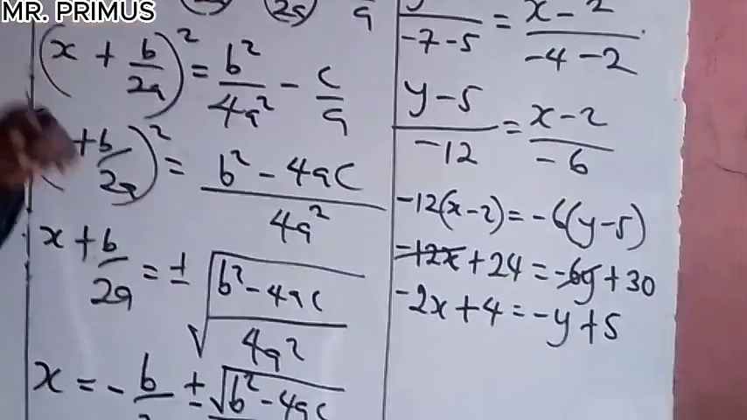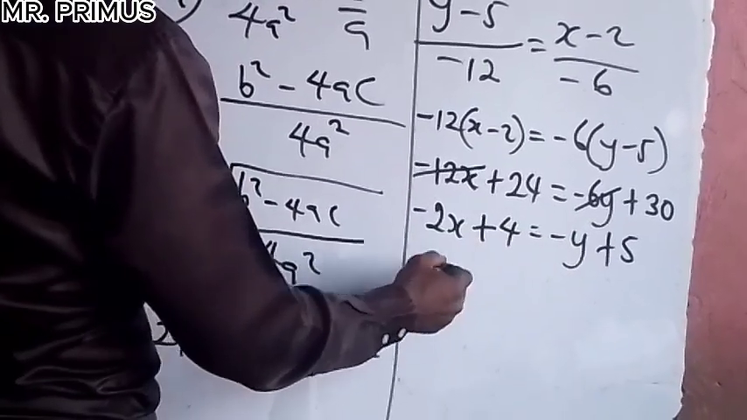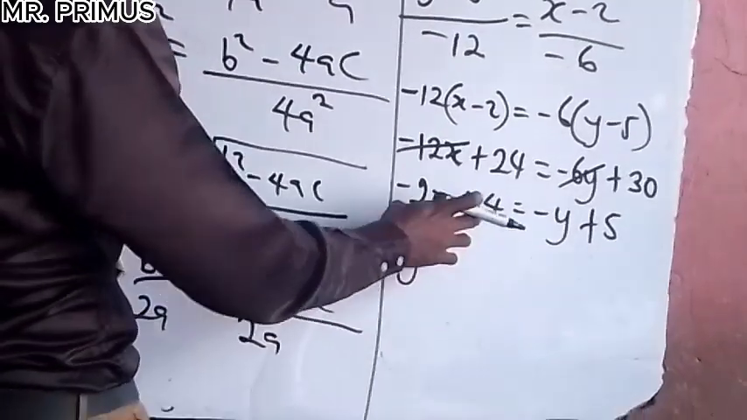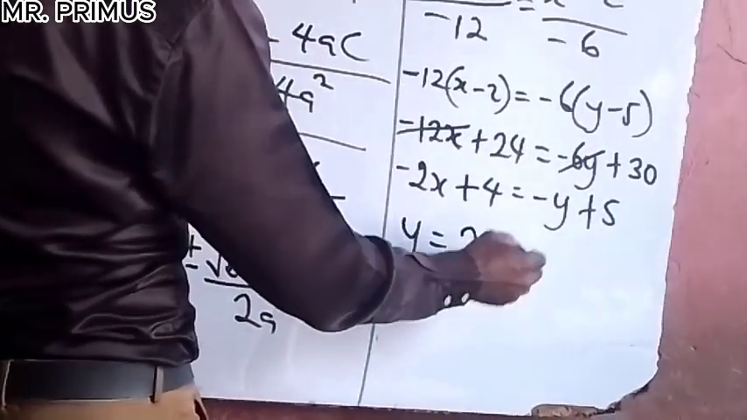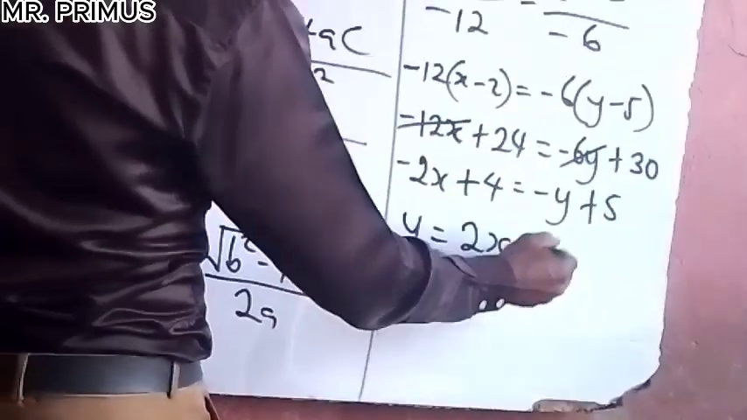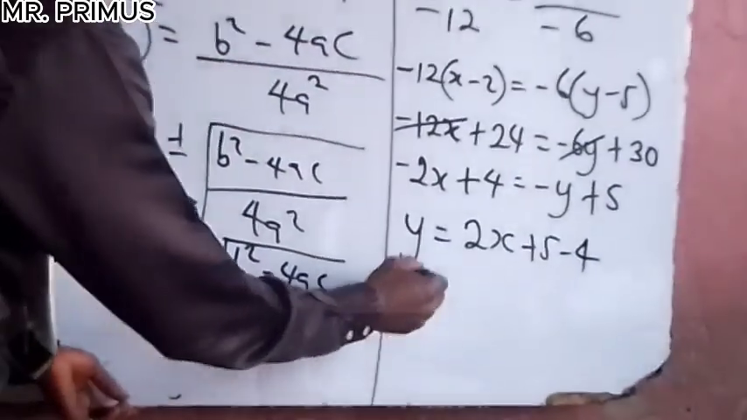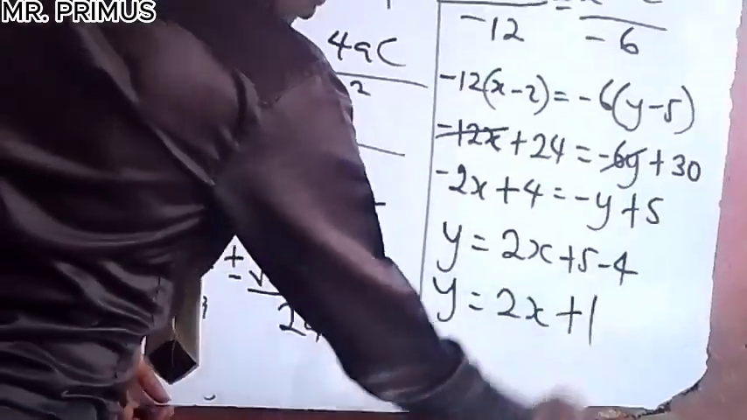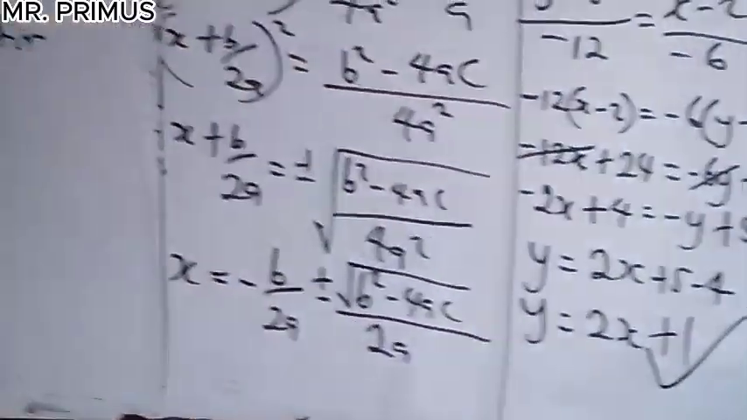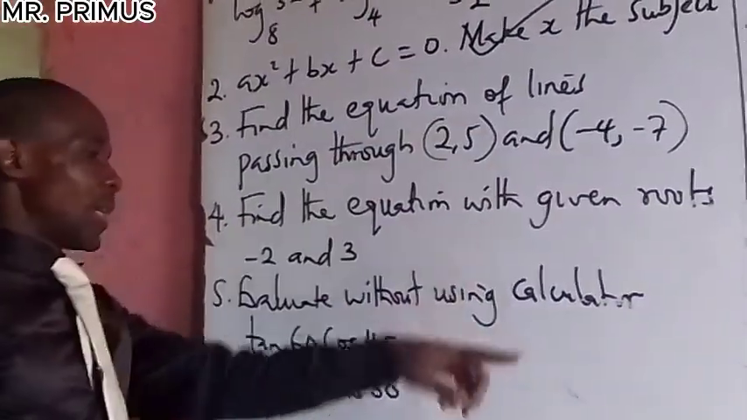Alright, what I want us to do, let's bring y here, minus y. So it becomes y equal to, then take all these values to this place. 2x plus 5 remains, 4 coming minus 4. So y equals 2x, and 5 minus 4 is what? 1. So this is correct. This is the answer: y equals 2x plus 1. That is the equation of the line.